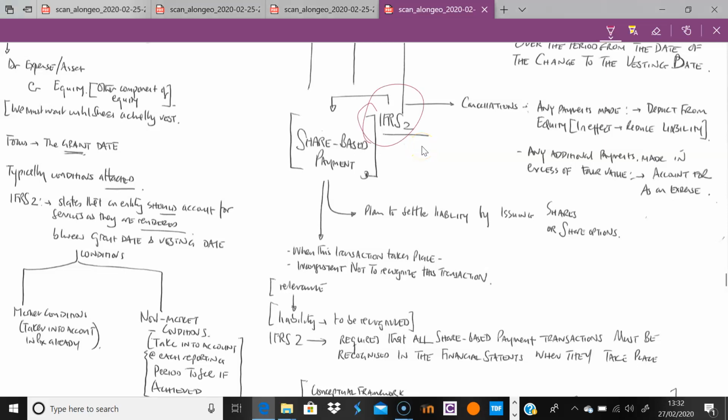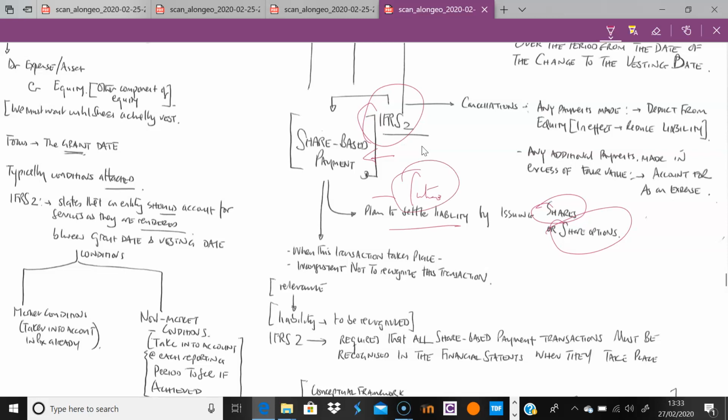Okay, IFRS 2 looks at share-based payments. So fundamentally, the aim here is that we intend to settle some type of liability, if you like, by issuing shares or share options. And that's kind of the issue here: the fact that this will be settled in the future.